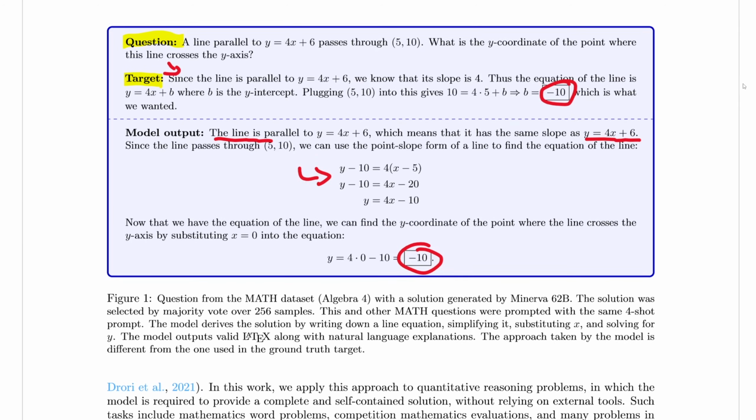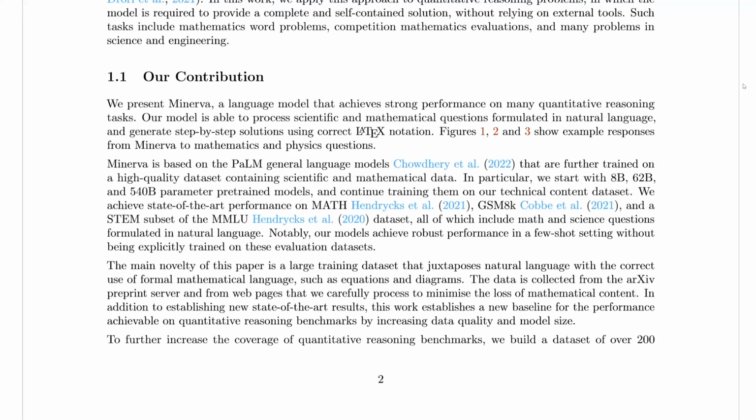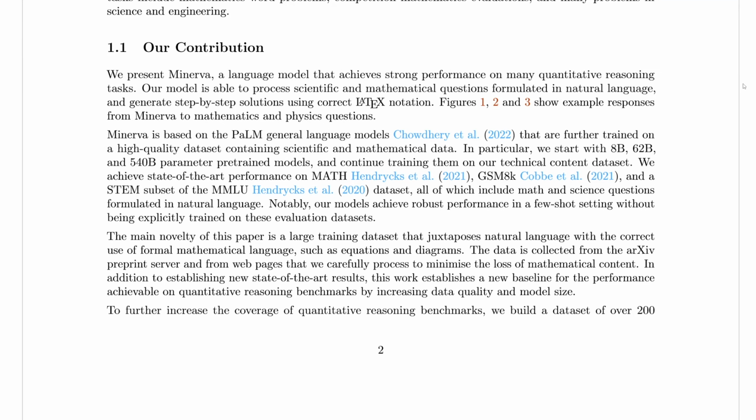We can get started by jumping down to the paper's contributions down here. So what do they say here? We present Minerva. This is what they call their model. It's a language model that achieves strong performance on many quantitative reasoning tasks. That's what we heard. One thing that I think is kind of funny, not funny, but it's impressive, is that they do all this in LaTeX.